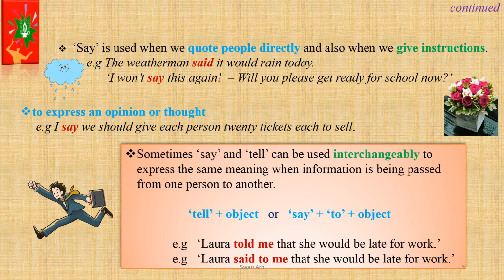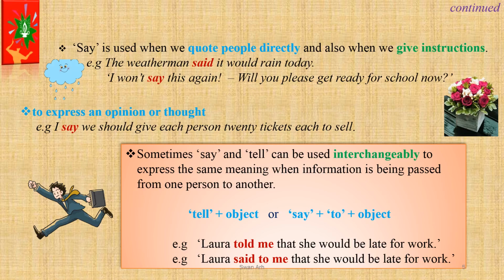For example, the weatherman said it would rain today. I won't say this again. Will you please get ready for school now? Say can also be used to express an opinion or thought, as in, I say we should give each person 20 tickets each to sell.